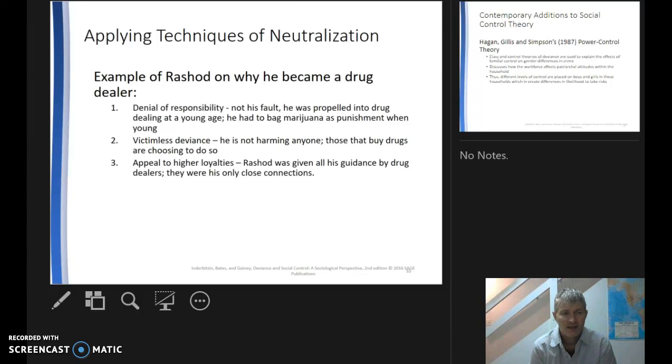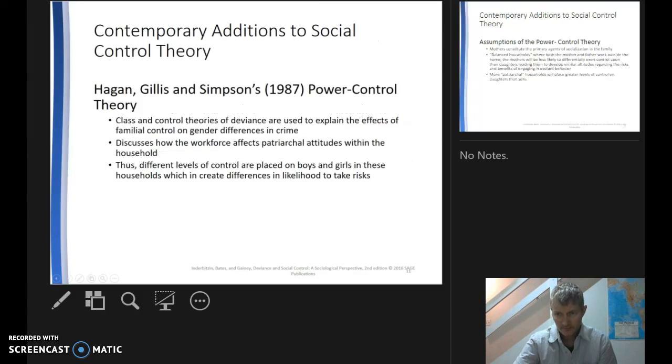Or let's appeal to the higher loyalties. Rashad was given all of his guidance by drug dealers. They were his only close connections. They're the ones that really looked out for him. And Rashad really made the right and rational decision to stick with those people that cared about him.